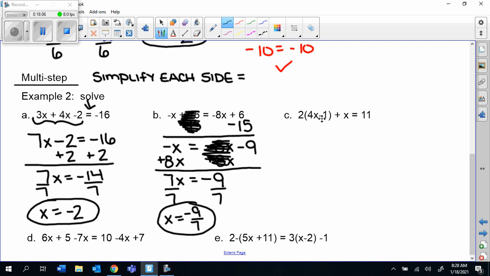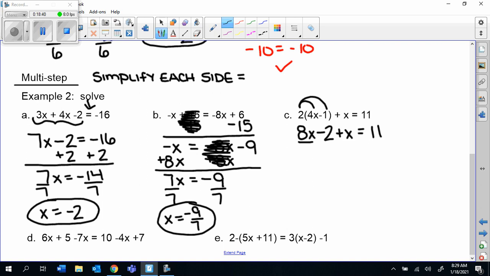C, here's a first example with a distributive property in it. We see that we have to simplify this to parentheses 4x minus 1. So our goal here is to kind of get this as simple as possible. We want to simplify each side of the equal before we move anything. And so I'm going to multiply this through. I'm going to get 8x minus 2 plus this x comes straight down.